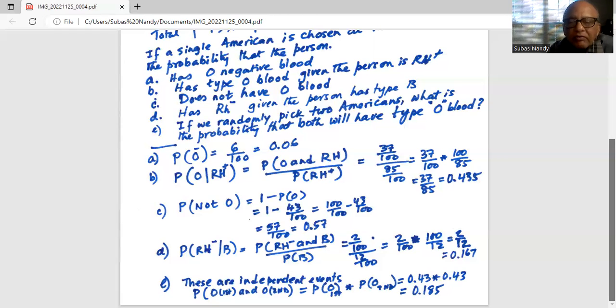So probability of two independent events is equal to probability of the first event multiplied by probability of the second event, because the probability of the first event does not influence the probability of the second event. Hence, the two probabilities get multiplied.